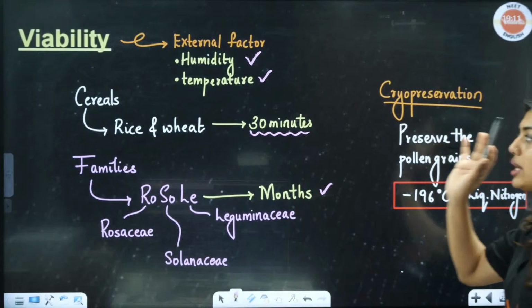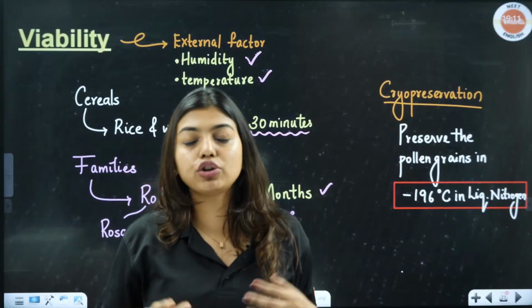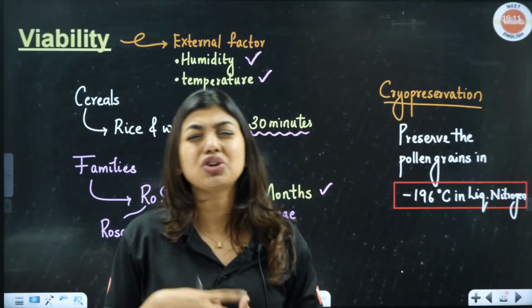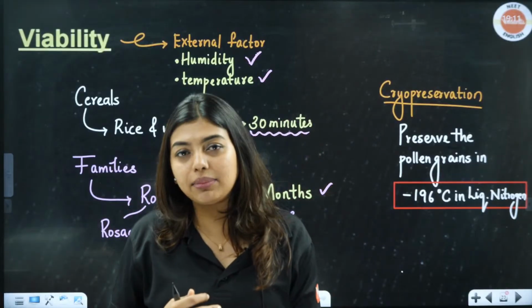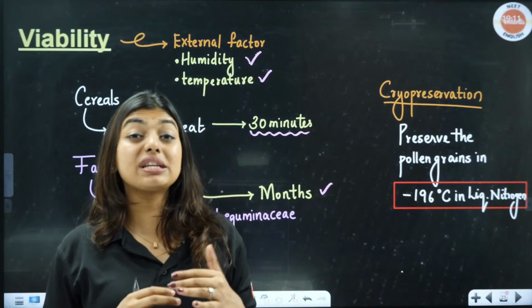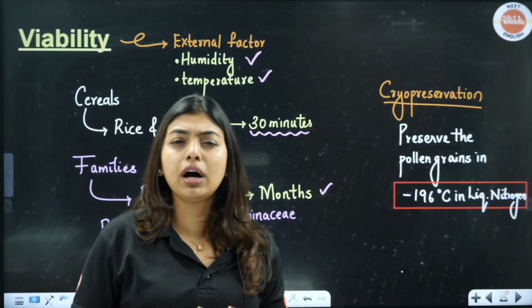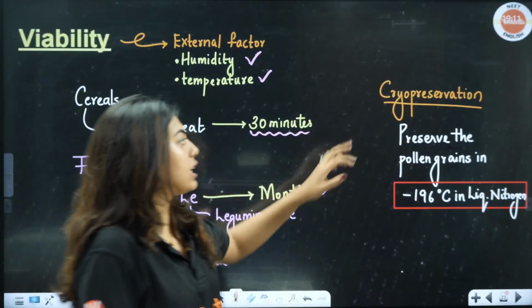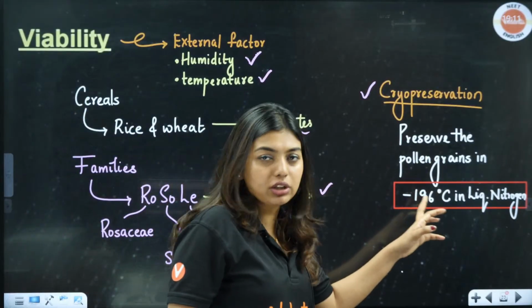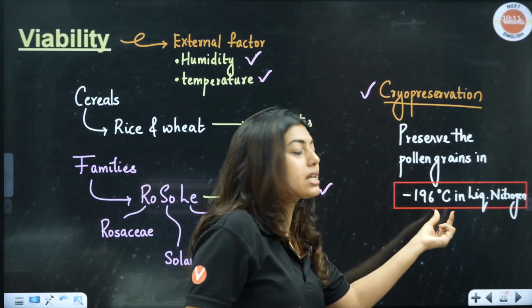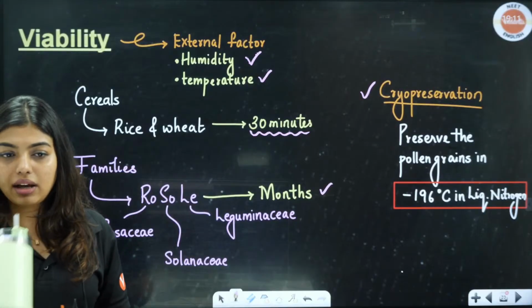Okay. Now students, this is a big problem, right? Farmers want to do artificial fertilization and many such techniques. If pollen grains are not viable, it becomes a big problem. So there is a preservation technique, just like how we preserve our blood, sperm, egg. Here also there is a preservation called cryopreservation. Cryopreservation means we can preserve the pollen grains at minus 196 degrees Celsius in liquid nitrogen.